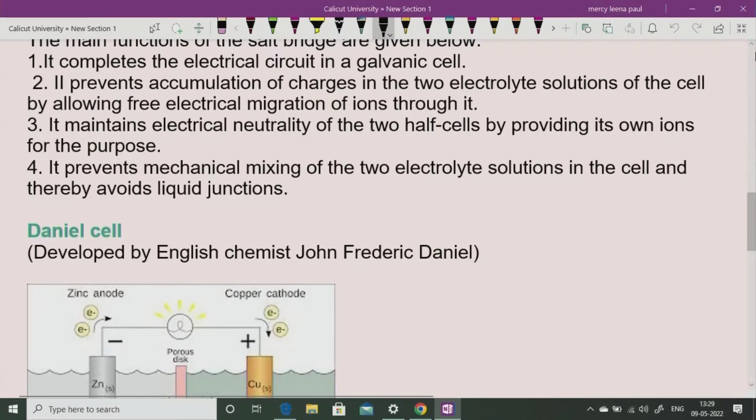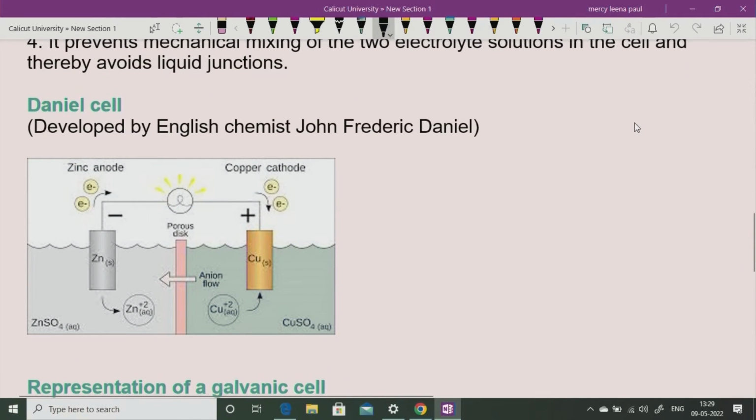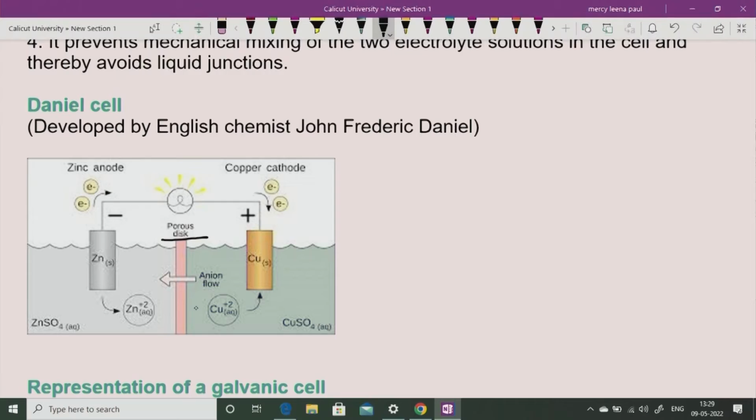Next is the Daniell cell. This is a Daniell cell, an electrochemical cell or a voltaic cell which was developed by the English chemist John Frederick Daniell. Here there is one difference with the cell which we have mentioned before. Here the electrolytic solutions are not separated by a salt bridge, but by a porous diaphragm, so that the zinc ions or the sulphate ions can migrate to either side.